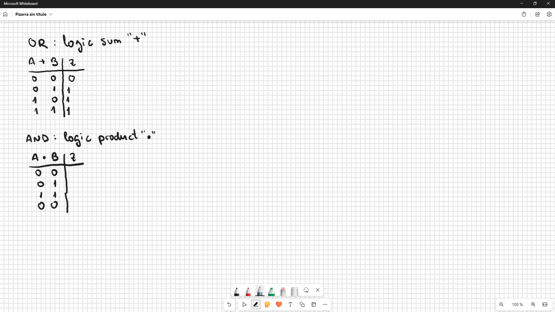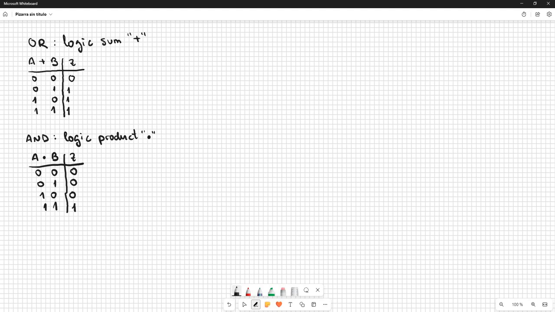So the output is going to be 1 only if A and B are 1. Sorry, this is not like this, it's like this. So the only case in which both inputs, A and B, are 1 is the last case. So here we have a 1, and in the other combinations we have a 0. If you don't understand this, just ask me in class, because it's very important.